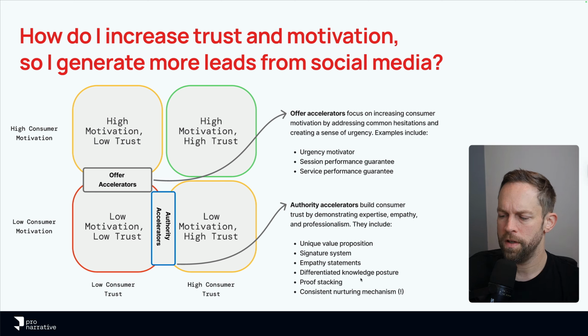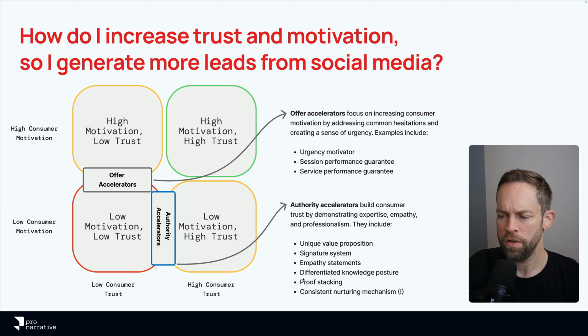Number 4 here, we have differentiated knowledge posture. And this is, in the world of AI, information is available anywhere. People can search, ask questions in a GPT model, or even on Google now, or Perplexity, or wherever, and get the information that they want, which means that classic blogging, where you provide 10 reasons to do something, or how to do X, Y, and Z, that sort of blogging is losing relevance because of the rise of AI.